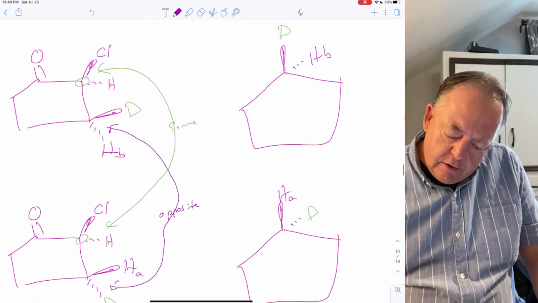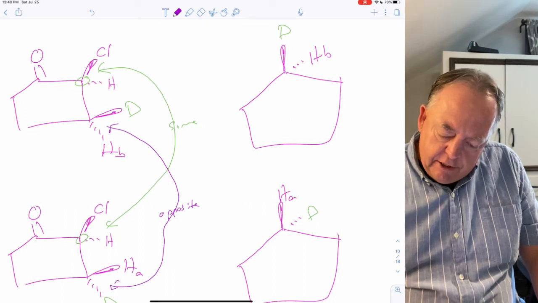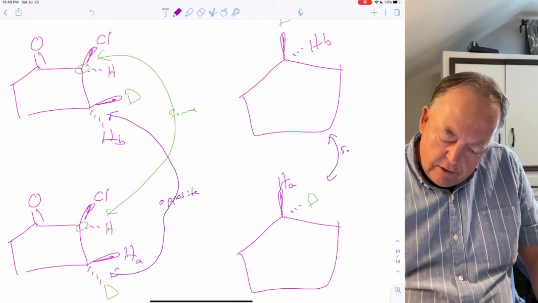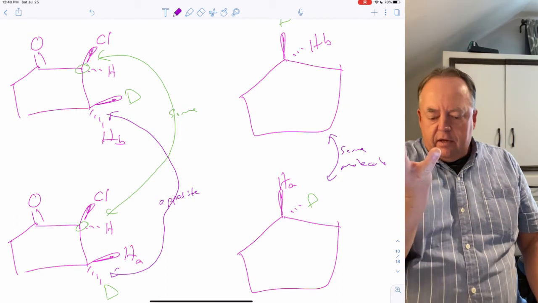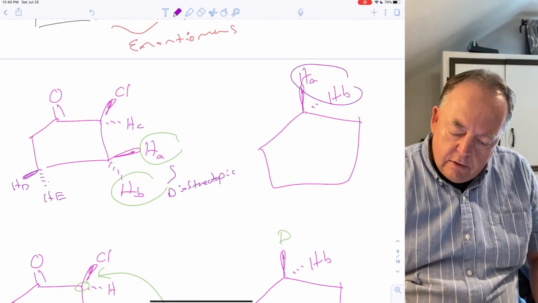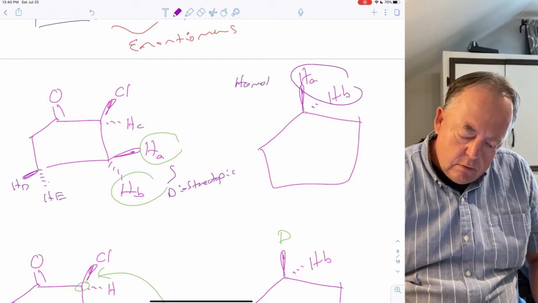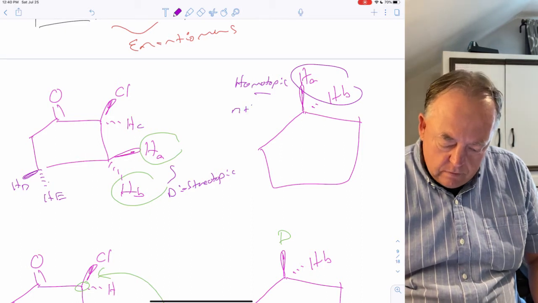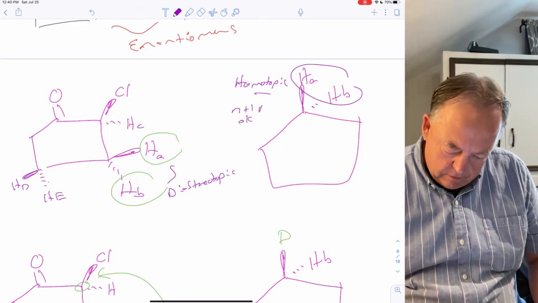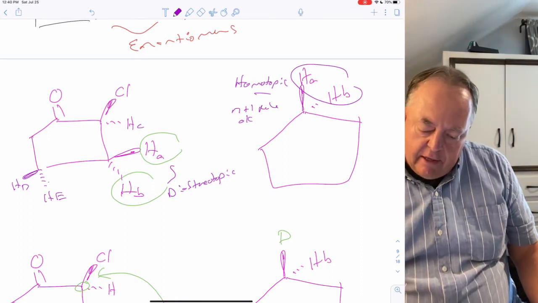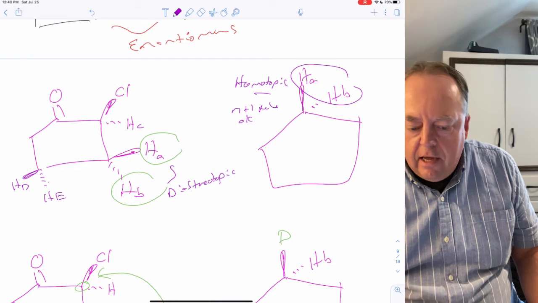Okay, so for this molecule, if we swap out HA and HB for deuterium, then these 2 molecules are the same molecule, right? We can just flip it over like that, and everything superimposes. So these are homotopic. So the N+1 rule works. And you would expect to see, they have 4 neighbors, so 5 peaks, a pentet for HA and HB.